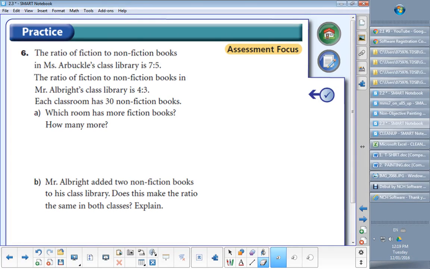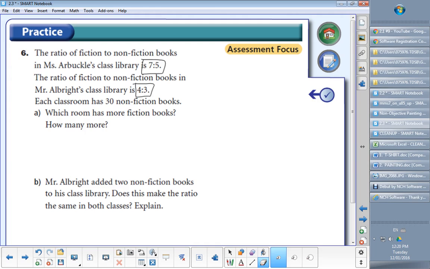Okay, so we're looking at number 6 right now. The ratio of fiction to non-fiction books in Miss Arbuckle's class is 7 to 5. The ratio of fiction to non-fiction books in Miss Albright's class is 4 to 3. Each classroom has 30 non-fiction books. Which room has more fiction books?